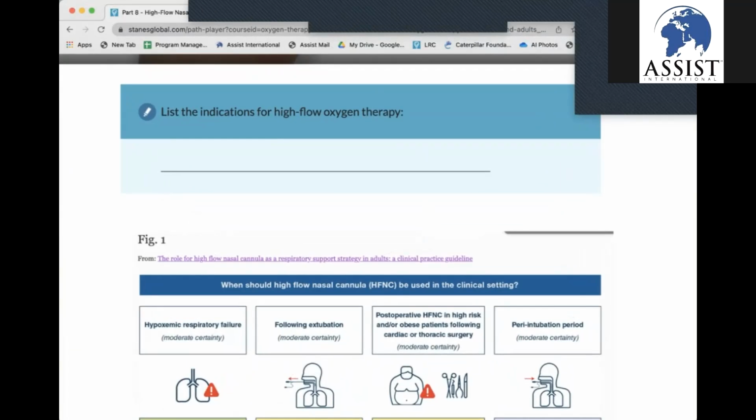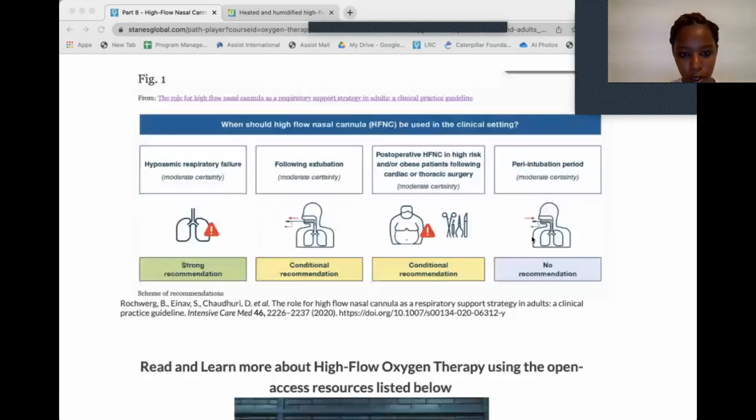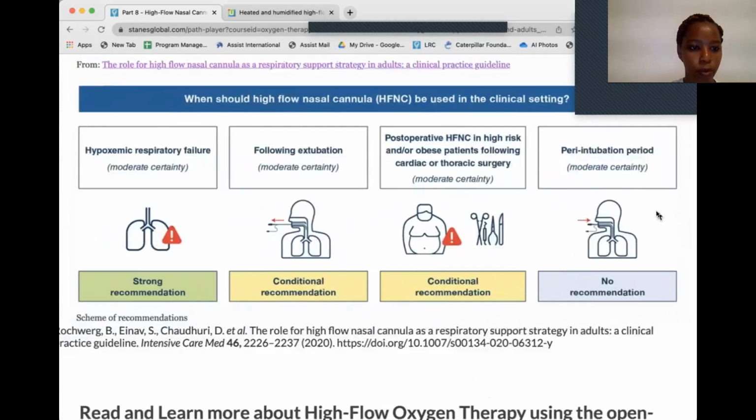So list the indications for high flow oxygen therapy. They've actually been put very well in the diagram. Maybe you can scroll up and then enlarge a bit so you can see.